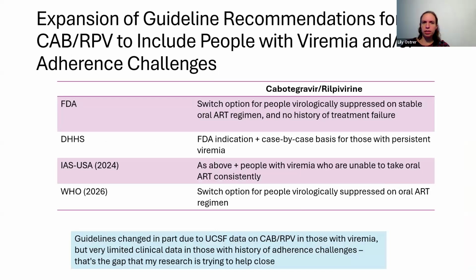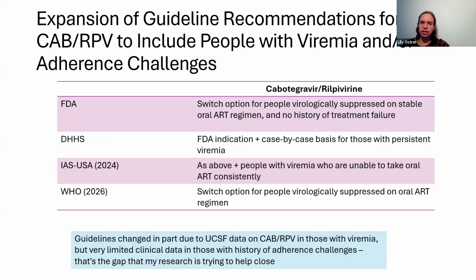So, despite the fact that we have limited trial data, there's growing recognition of the importance of expanding these regimens to some of the people that could benefit really greatly from long-acting injectable regimens. There's actually been a shift in the guidelines over the last couple of years to include people either with viremia or adherence challenges, despite the absence of trial data. The initial FDA package insert indication for cabotegravir-rilpivirine was as a switch option for people who were virologically suppressed on a stable oral ART regimen and had no history of treatment failure. And the DHHS guidelines initially mirrored the FDA indication, and then more recently have been updated to include that long-acting cabotegravir-rilpivirine can be considered on a case-by-case basis for those with persistent viremia.